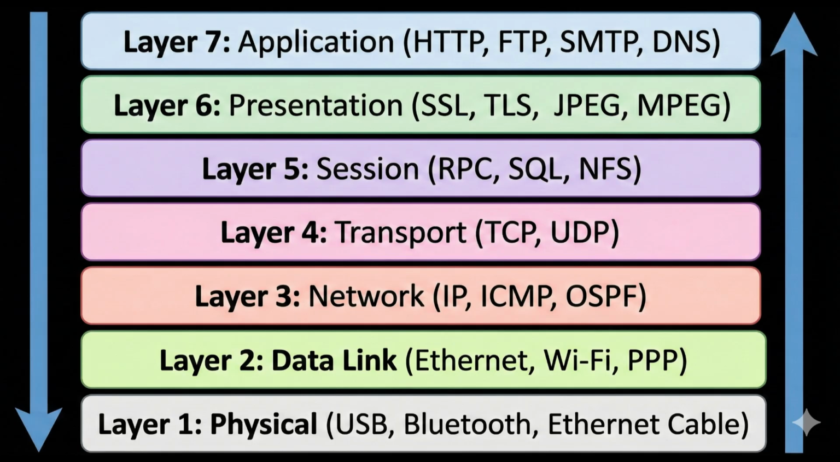When it comes to layer 4, we are using the transport layer. The protocols are TCP and UDP. And in layer 3, the network layer, it uses the protocols called IP, ICMP and OSPF. Okay, what does the data link layer use? Ethernet, Wi-Fi and PPP. And when it comes to the physical layer, we are using USB, Bluetooth, Ethernet cable. So these are some physical infrastructure, but the remaining five are using protocols to travel the data from one layer to another layer.